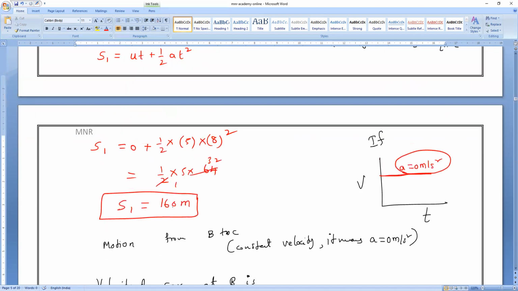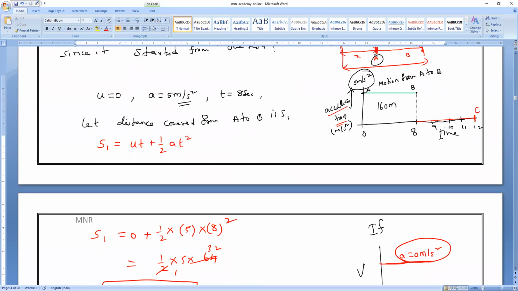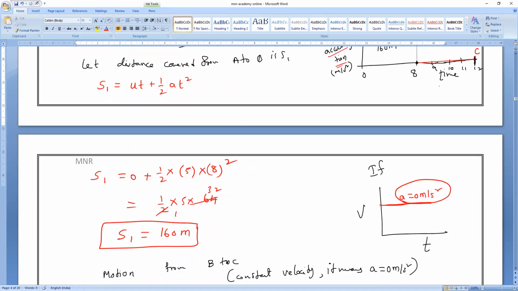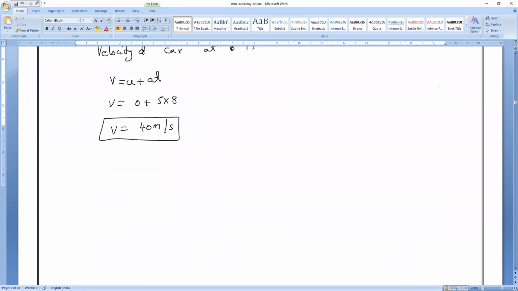40 meter per second. With that 40 meter per second, it travels till what point? Till 12 seconds. Yes or no? Till 12 seconds, it travels with this 40 meter per second. So can we find the distance? How much distance is covered? At B, the final velocity is 40 meter per second. What is the time it travels? 12 minus 8, 4 seconds. So can you find the distance?